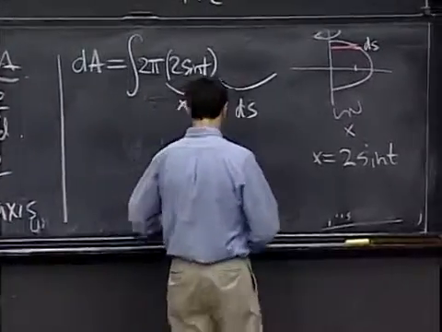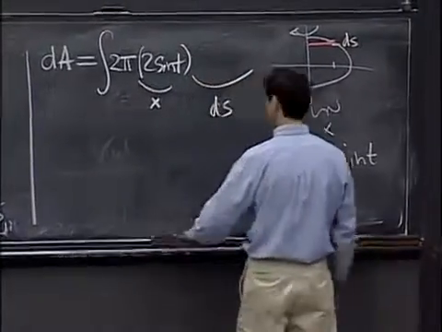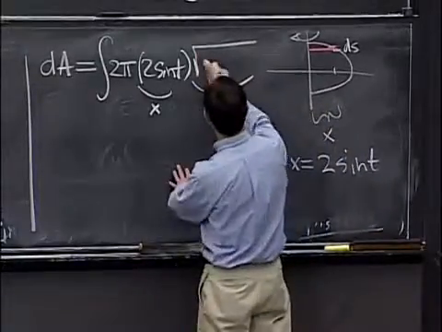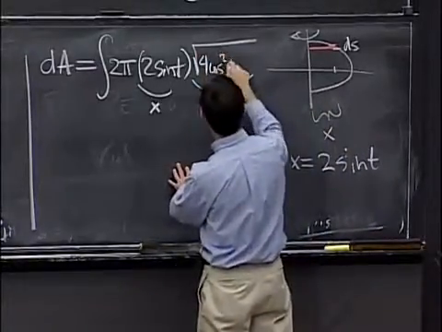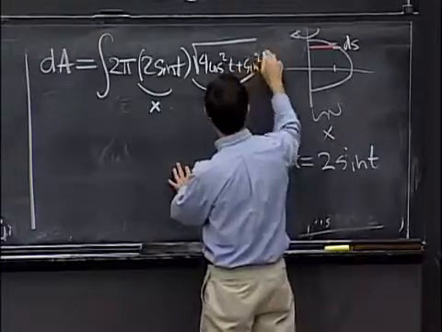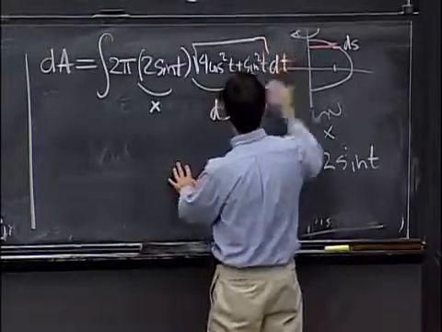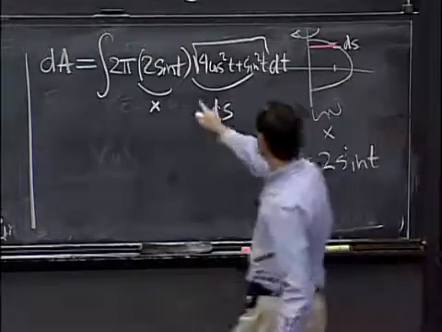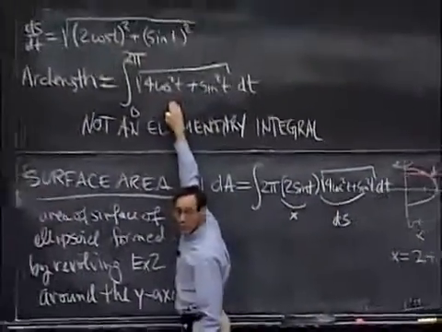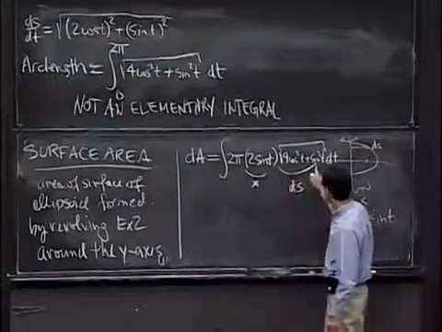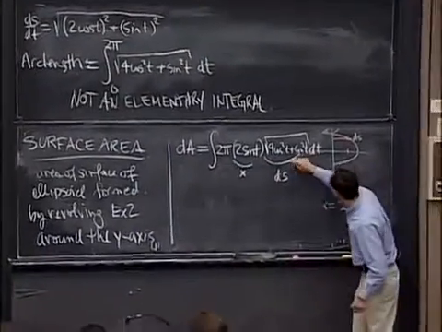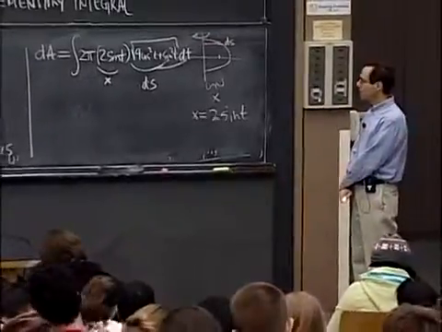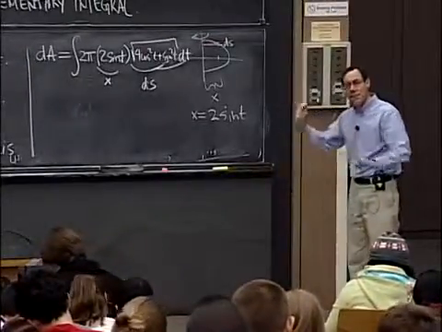So unfortunately, I don't quite have room for it. Plan ahead. Square root of 4 cosine squared t plus sine squared t. Is that what it was, dt? All right, I guess I squeezed it in there. So that was the arc length, which I recopied from this board above. That was the ds piece. Sorry, it's this whole thing, including the dt. All right, that's the answer, except for one thing.